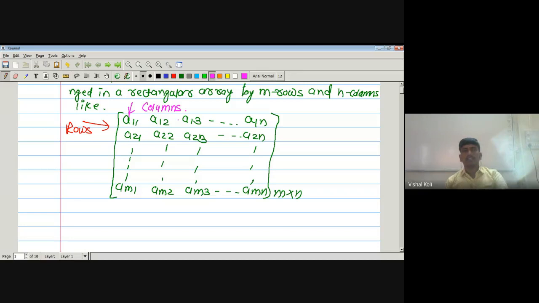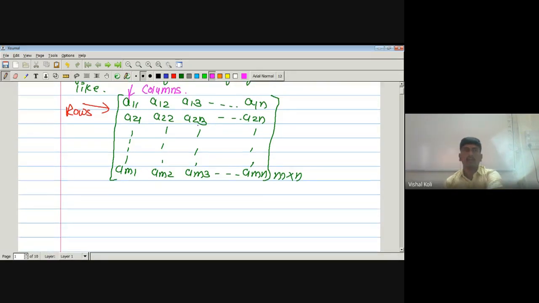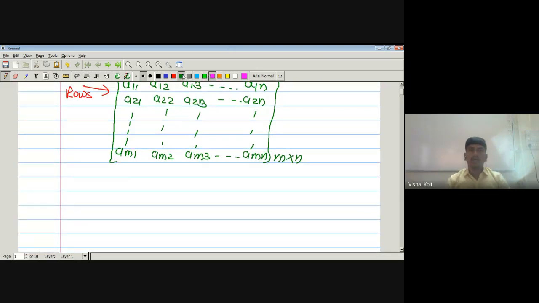So a matrix is nothing but an arrangement in a rectangular array of m rows and n columns. It is called a matrix of order m cross n, that is, either we can write it as m by n or m cross n, where m is the number of rows and n is the number of columns.